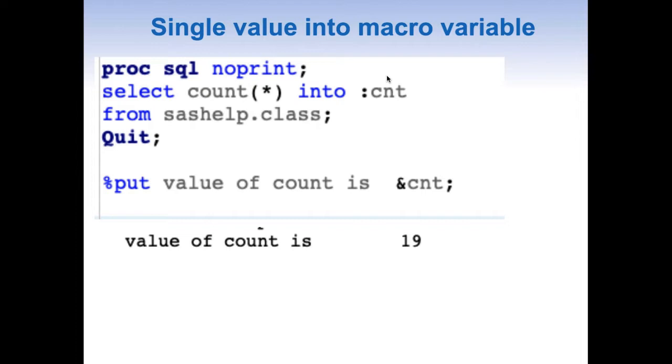So to create macro variable from proc SQL, it is super simple. All we need to do is into and colon the macro variable name. And we can reference this macro variable name, or we can use this macro variable by doing %put and then by referencing it by ampersand cnt. Here you can see that the value of count is 19.